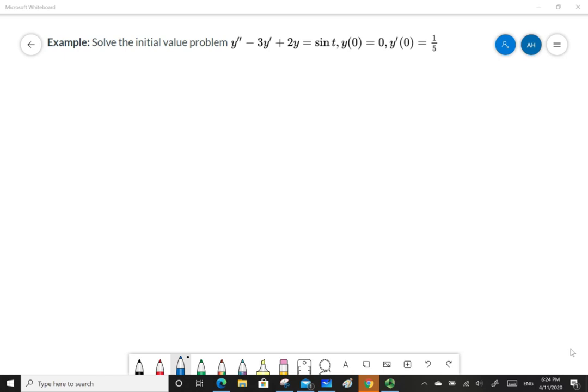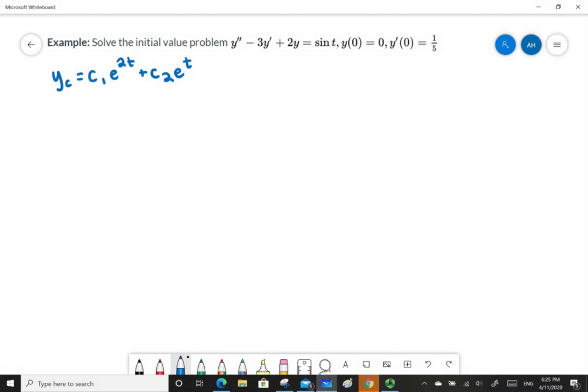Solve the initial value problem y double prime minus 3y prime plus 2y equals sine of t, where y of 0 equals 0 and y prime of 0 equals 1/5. As usual, we need the complementary solution first, and as usual, I'll let you find that yourself, so press pause, find the complementary solution, and then press play when you're ready.